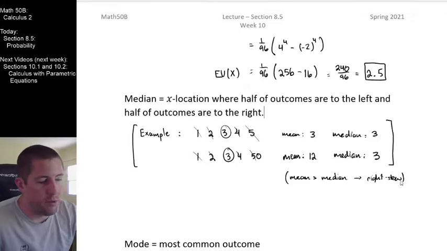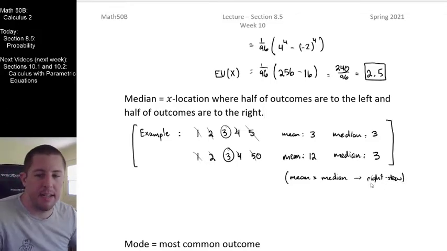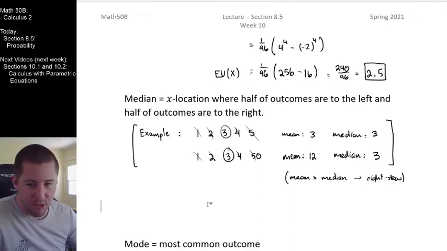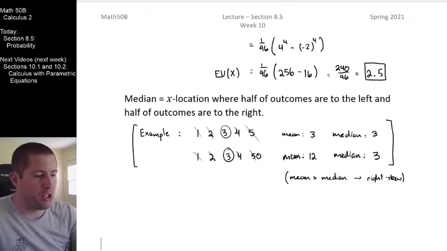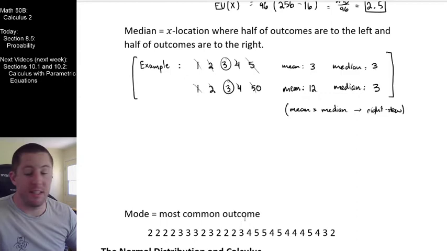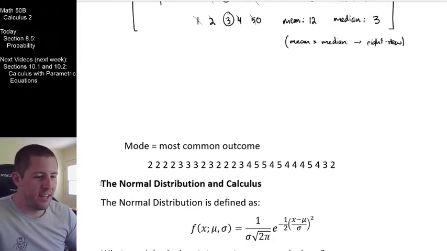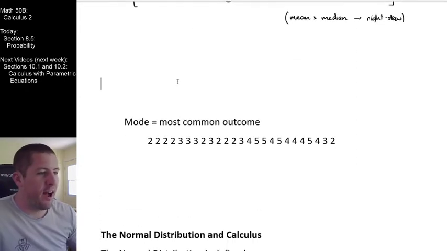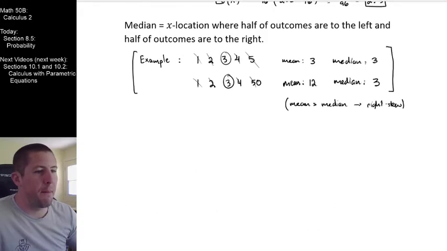So I don't really care too much about this. If you've taken stats, then you'll recognize these words right now. If you haven't taken stats, I'm not too worried about skew and comparing means and medians directly. These are things you'll do when you take your stats class later. So there's our mean and our median comparison right there.